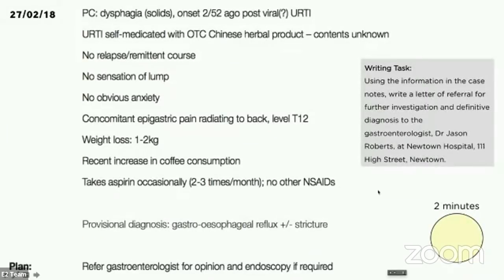Let's try this one. This time you'll have 2 minutes because now it starts to become much more relevant, because we've moved into a time period that is closer to now. And again, the reason why we're writing is for further investigation and definitive diagnosis. So far, we don't know for what.